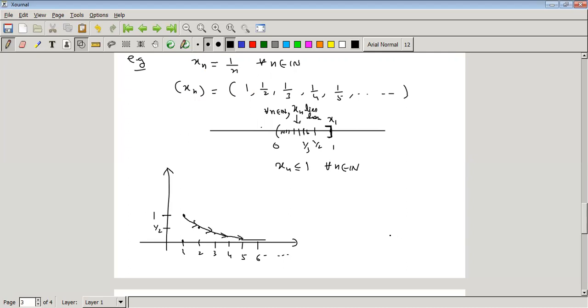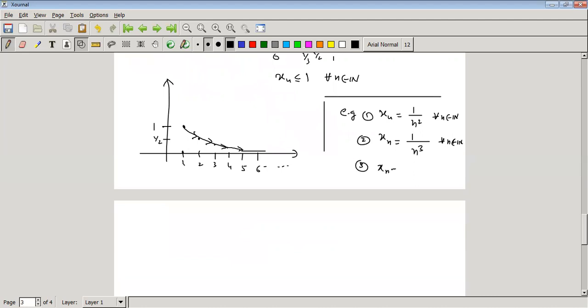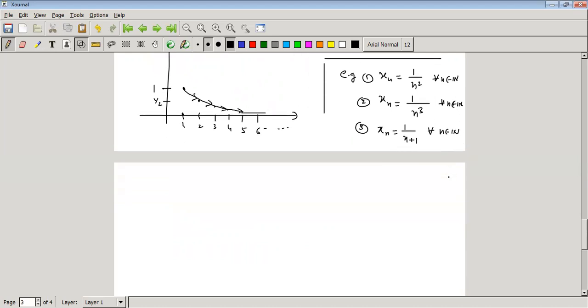Right. So we have other examples of decreasing sequences. For example, if we take xn equal to 1 by n square for every n in N, this is a strictly monotonically decreasing sequence. xn equal to 1 upon n cube for every n in N is a strictly monotonically decreasing sequence. xn equal to 1 upon n plus 1 is a strictly monotonically decreasing sequence, right? And every strictly monotonically decreasing sequence is also monotonically decreasing, but a monotonically decreasing sequence may not be strictly monotonically decreasing.